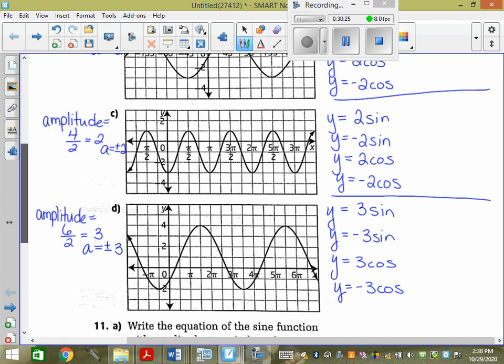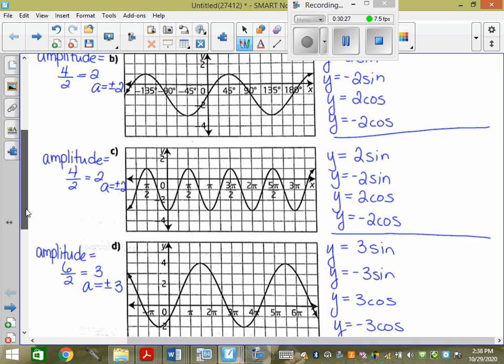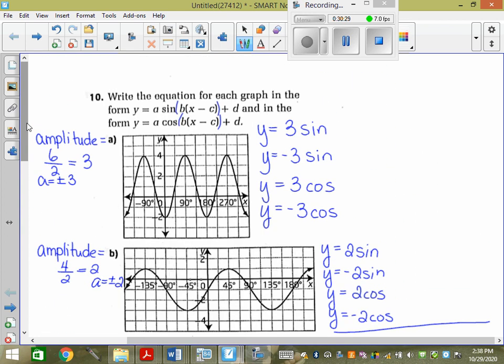Right, so nothing crazy. The next letter we have to find is B. How do I get B from the period? B is not the period. It doesn't actually exist on the graph. You can't find it off of a graph, but you can use the period to get it. Our formula for the period depends on whether your x-axis is in radians or degrees. The period formula is 360 degrees divided by B, correct?